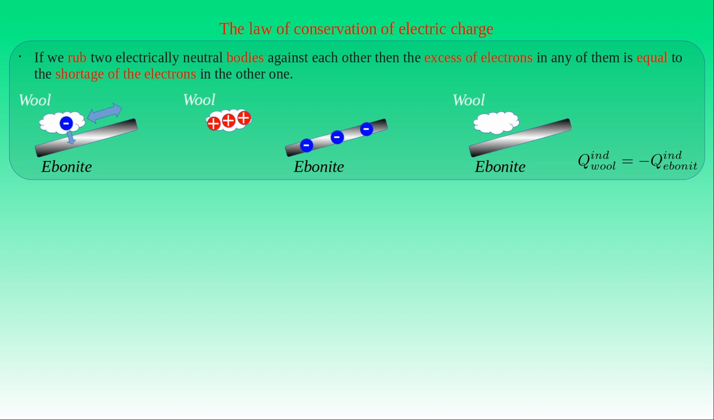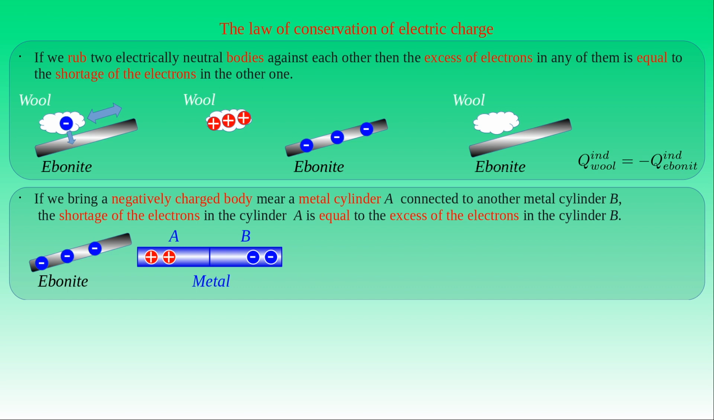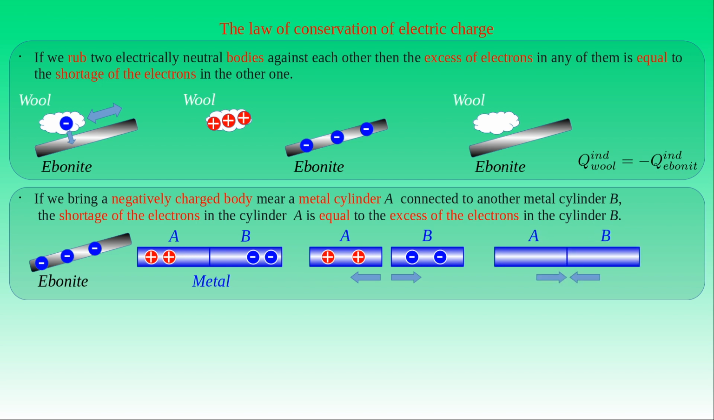This result could also be seen in the experiments, where charged bodies produce the separation of charge in the bodies brought near them. We can remember the experiment with the metal cylinders as well, where we brought a negatively charged ebonite rod near the electrically neutral metal cylinders A and B kept in contact with each other. We could demonstrate the charge separation in the cylinders when we separated them, and removed the charged ebonite rod from the vicinity of the cylinder. The cylinders A and B attained positive and negative charge respectively. When we brought the cylinders into contact with each other, both of them became electrically neutral.